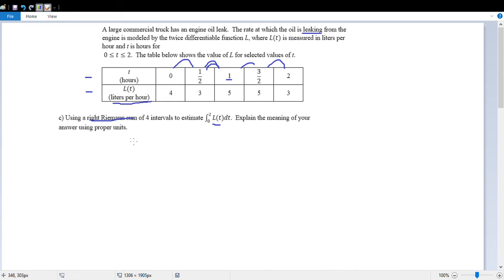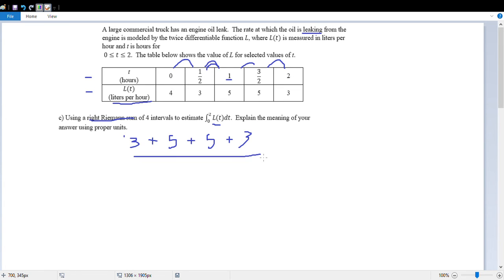So I'm going to do L of 1/2, which is 3, plus L of 1, which is 5, plus L of 3/2, which is 5, plus L of 2, which is 3. It probably would be best to go ahead and say that you're doing L of 1/2, L of 1, L of 3/2, L of 2, but you can't leave it like that. You've got to take it to here.